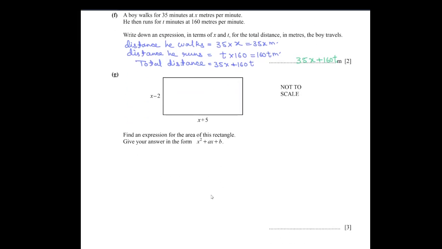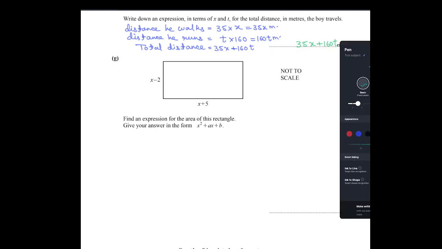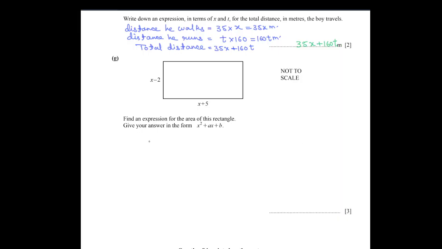Question number G now. Find an expression for the area of this triangle. Give your answer in the form x square plus ax plus b. So area is length into width. We have been given expressions for length and width here. Area is equal to x minus 2 into x plus 5.